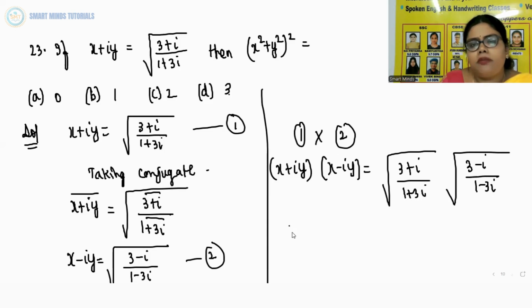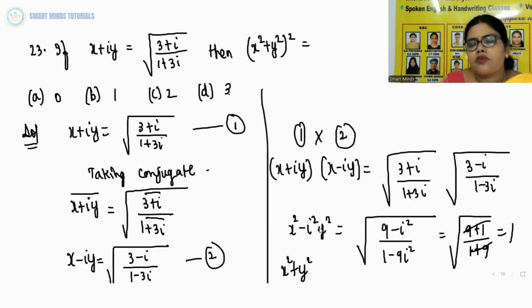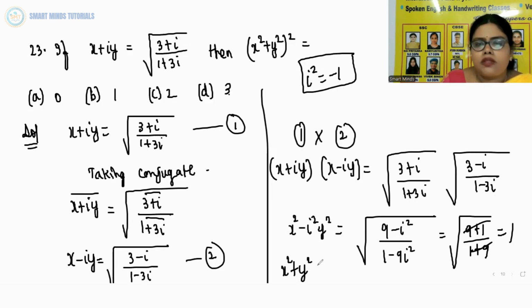So left hand side will become x square minus i square y square. That is square root of (9 minus i square) by. Now numerator is in the form (a plus b) into (a minus b), that is a square minus b square. And this is 1 minus 9 i square. So that is root over (9 plus 1) by (1 plus 9). Both get cancelled. You get 1. And this is x square plus y square, because i square is minus 1. Wherever you are getting i square, take it as minus 1. So that is equal to 1. So option B is the correct answer.